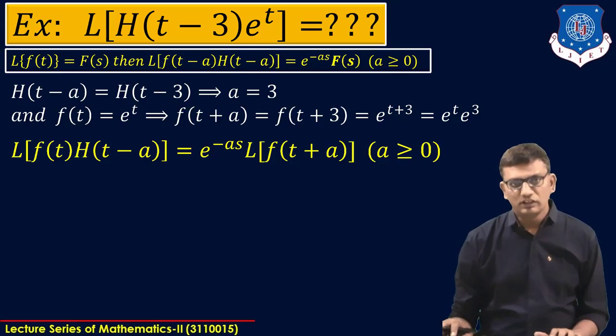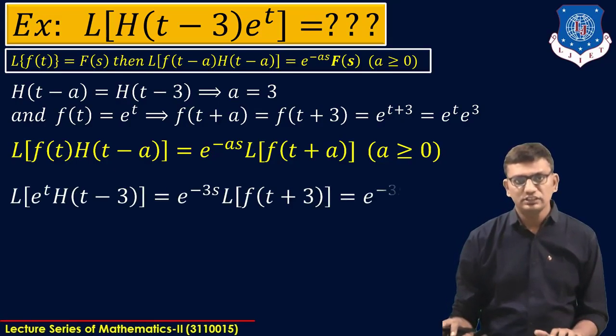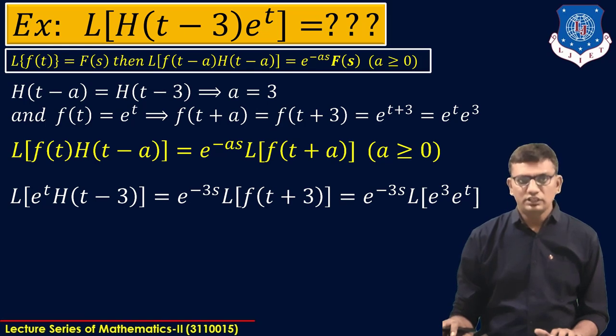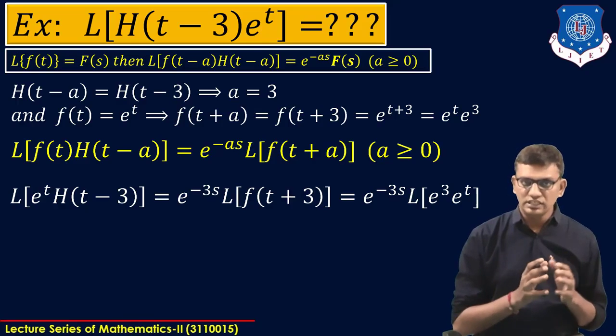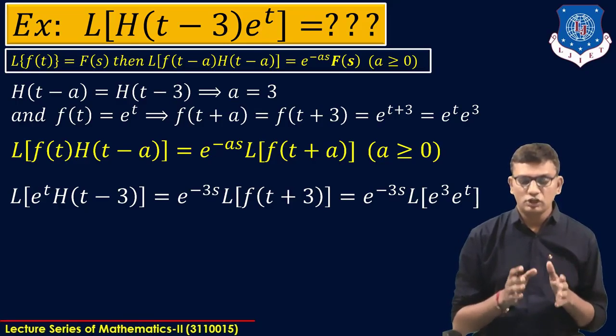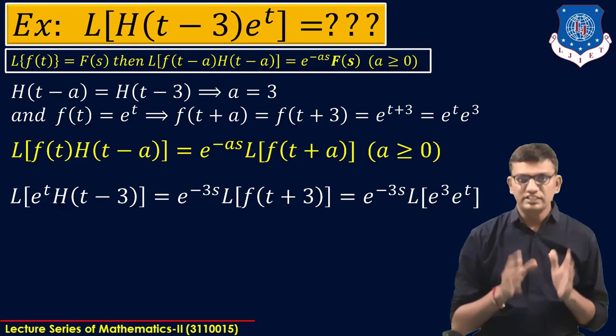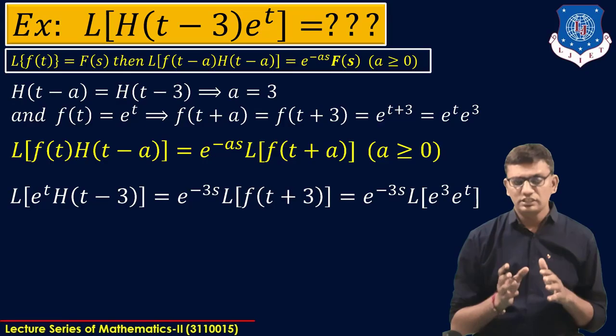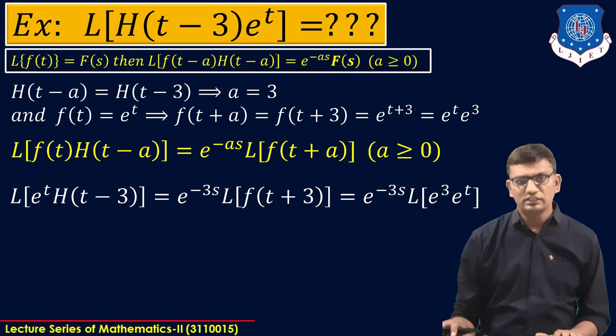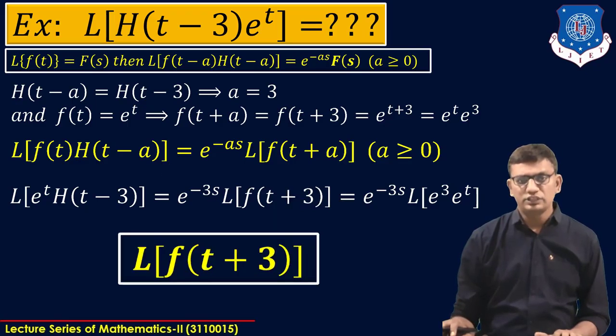Now we put the value of a and the Heaviside function in our formula. Then we have Laplace of e raised to t into h of t minus 3 equals e raised to minus 3s, because our a value is 3 and we want to find the Laplace of f of t plus 3, that is equal to e raised to minus 3s into Laplace of e cube into e raised to t. Here e cube is common outside because it is constant, and we want to find the Laplace of f of t plus 3.